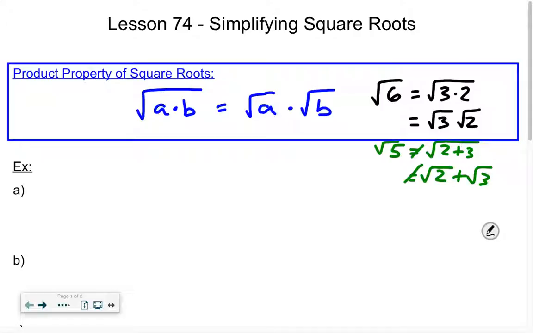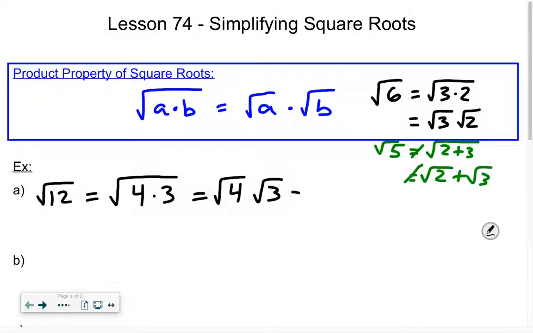So let's begin with our first example, the square root of 12. Now if we look at the square root of 12, what we want to look for is perfect square root factors. Factors of 12 could include 4 and 3. 4 and 3, most definitely, when we multiply them, gets us 12. And the nice thing about 4 is that we know that the square root of 4 is a perfect square root. So as we break these apart using our product property, square root of 4 now becomes 2. So ultimately, the square root of 12 is equivalent to 2 times the square root of 3, or 2 square roots of 3.